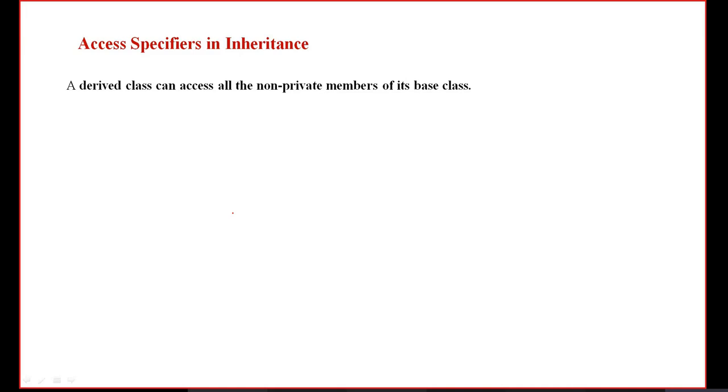Now, let us see how inheritance works, and we'll see the access specifiers. Observe the syntax carefully. The syntax for performing any inheritance is something like this. You have a class, the superclass or base class, whatever you call it. And then you define another class after the first class. That is my derived class.